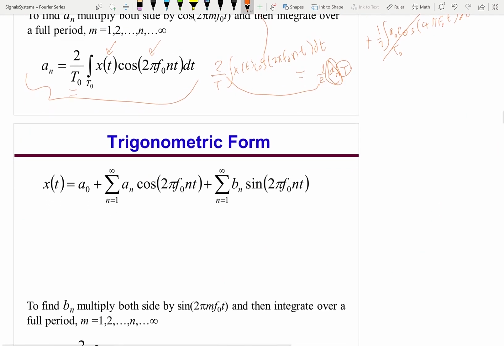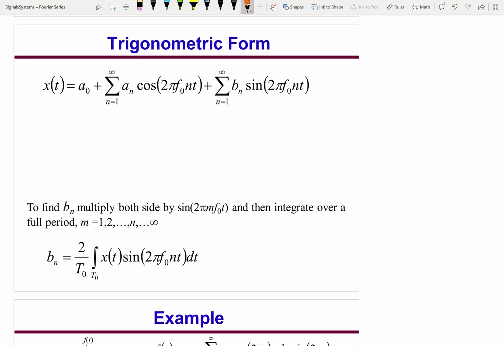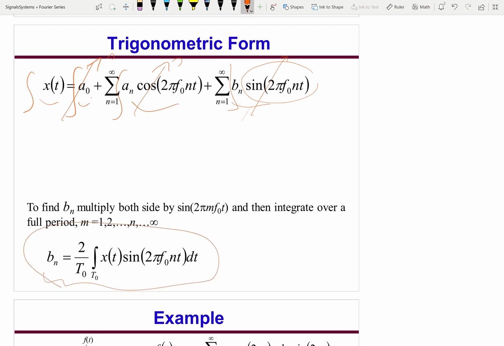Same technique, and I'm not going to go through it, but it's the same thing. How do you find bn? You multiply every component here by the sine term. So this will be x of t times sine 2 pi f0 nt, and you integrate. You integrate, you multiply this by sine; you integrate, you multiply this by sine. Only this term will survive; this will go to 0, this will go to 0, and bn will be this one. And that's how you find the Fourier series coefficients a0, an, bn of the trigonometric Fourier series representation.